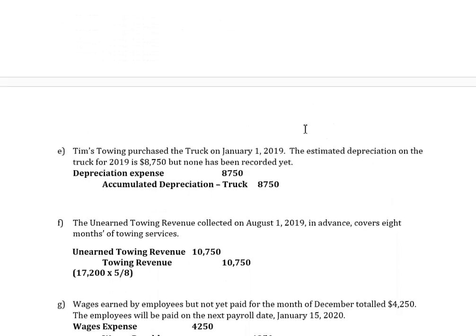And we estimate that our depreciation is going to be $87.50. We have to record it at the end of the year to make sure our income statement reflects the cost of using that asset, the truck, up.